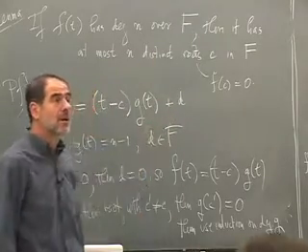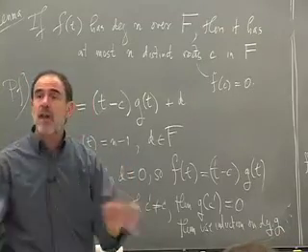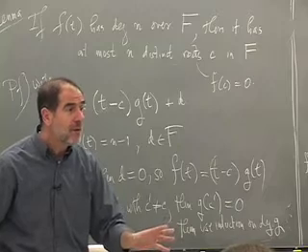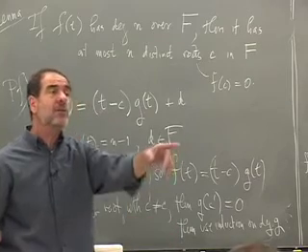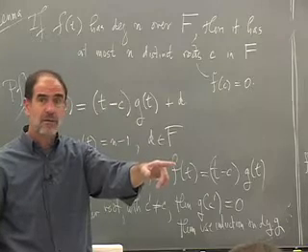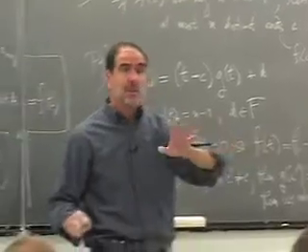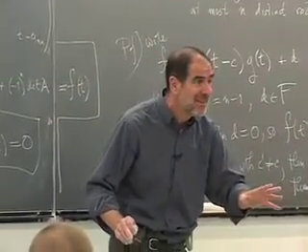Yeah? Does that work for all fields, though? Every field. There's nothing that I've used here that doesn't work for a field. It's not like a principal ideal domain, which is not a field. I need the inverse. There are things that work for domains too, and we'll get there. But it doesn't work for a general ring.